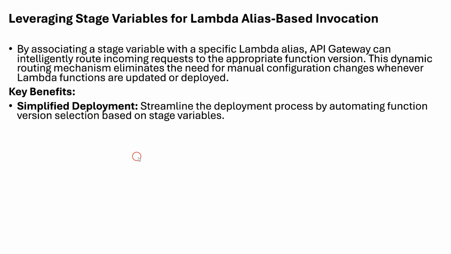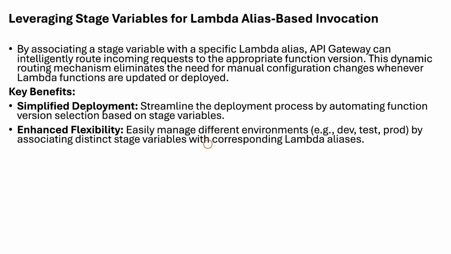Simplified deployment. So you can streamline the deployment process by automating function version selection based on the stage variables. So here you are automating the function version selection. How are you automating? By using stage variables. For each stage, for example, the prod stage, you will pass the prod alias. For the dev stage, you will pass the dev Lambda alias, and for the test stage, you will pass the test Lambda alias. And each stage will connect to a different version of the same Lambda, right? Because the alias will point to different versions.